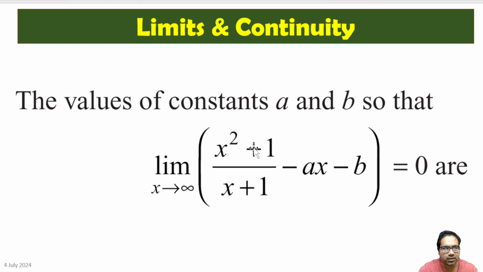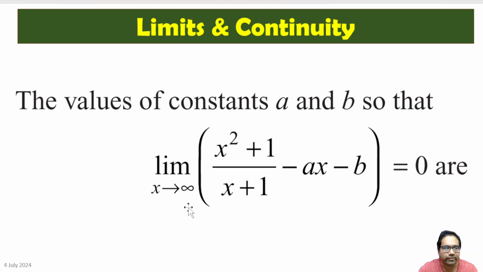Here we are given the limit of a rational function equal to 0. What is a rational function? A rational function is a ratio of two polynomials. Here this is a ratio of polynomials. Basically, if you multiply x plus 1 and this ax minus b, this will give a quadratic, and quadratic plus quadratic is again a polynomial. We can convert this into a ratio of two polynomials, right? Rational function we are given.